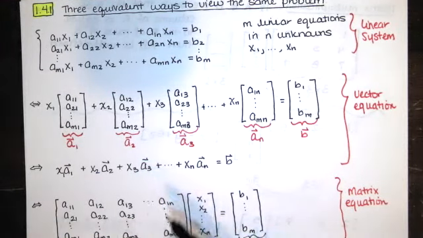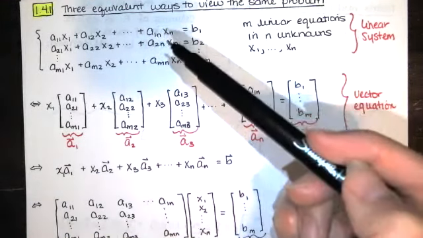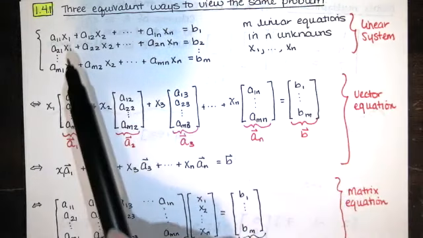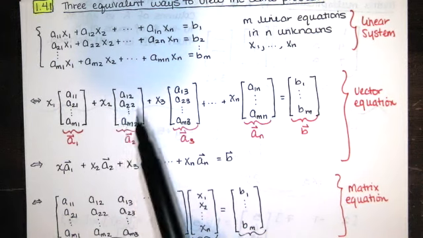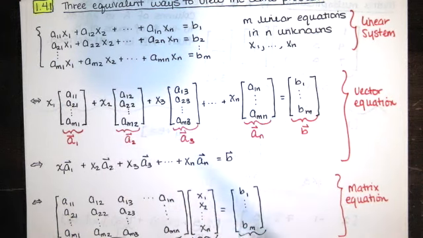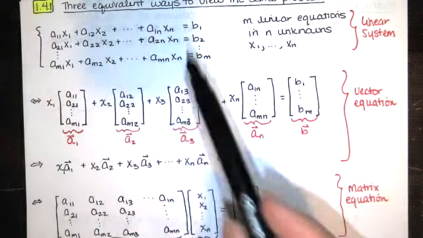Now, we haven't shown that this is equivalent to this, but we did show last time that this was equivalent to that. If I take this vector and I multiply it by that scalar, and I take this vector and multiply it by that scalar, and I do that for all of these, and then I add them together, that's actually what I get over here.